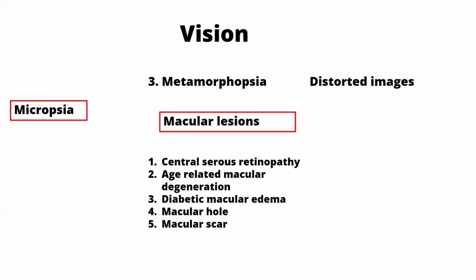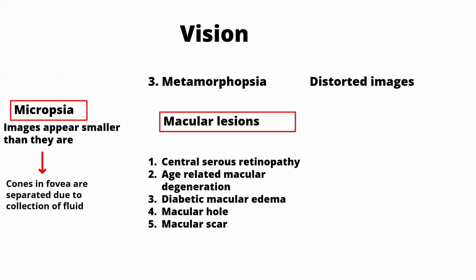The patient can also come, as I told you, with micropsia, where the images appear smaller than they are. So when does this happen? Cones in the fovea are separated due to collection of fluid. Imagine in a normal individual, some object was casting an image on 5 cones. Now, because the cones in the fovea are separated by fluid between the cones, the same image is now falling on 3 cones instead of 5. What does the brain perceive it as? It perceives it as a smaller image. So where do you see micropsia? You see it in macular edema or central serous retinopathy.